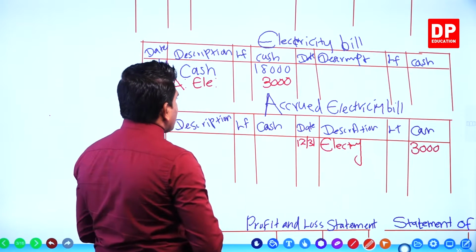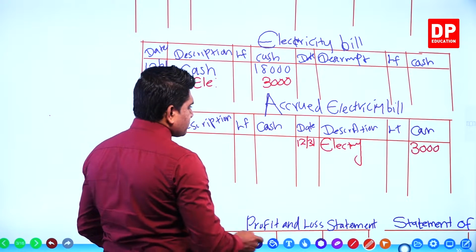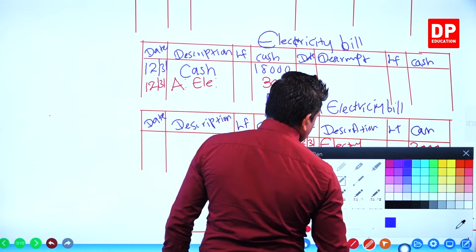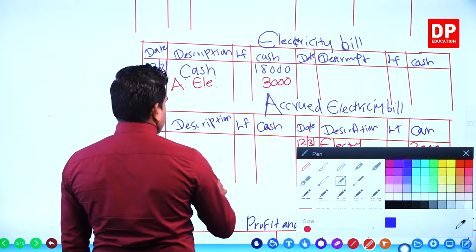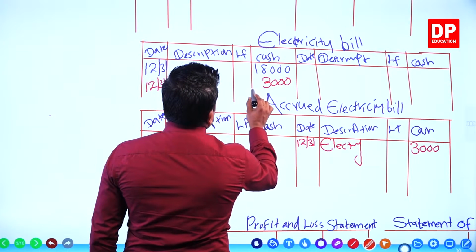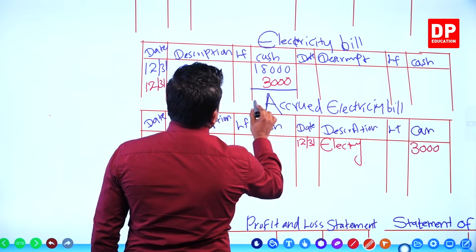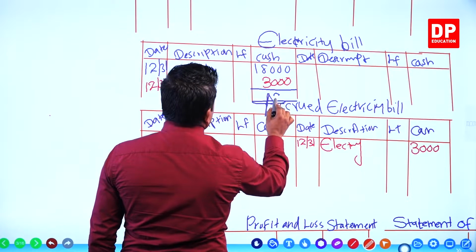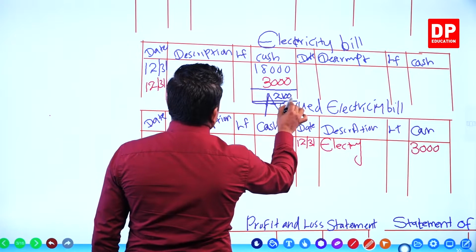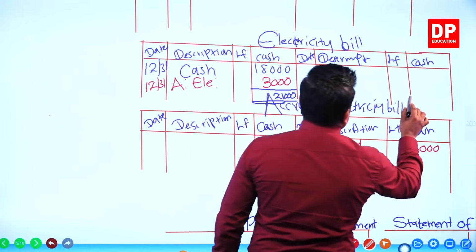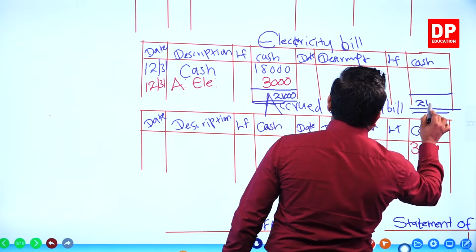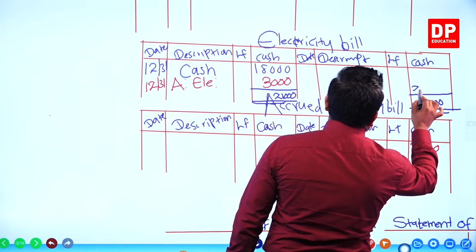Now what do you do? Then you can get the total. Again I change the color. Right? Then say how much? 18,000 plus 3,000. How much? 21,000. Here 21,000.